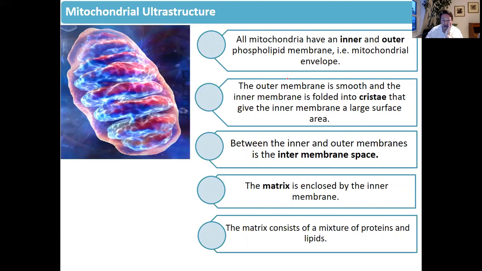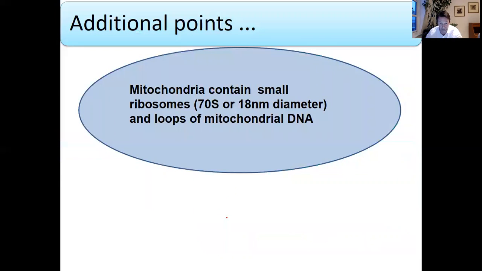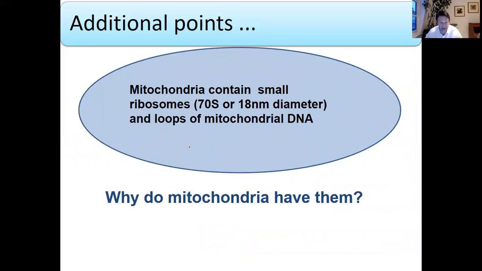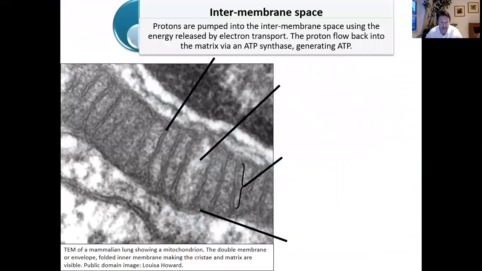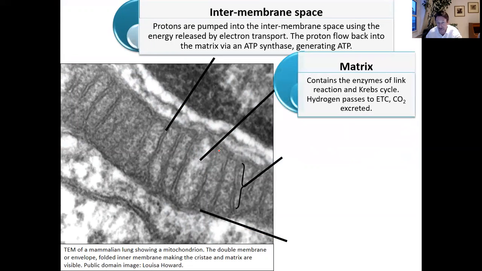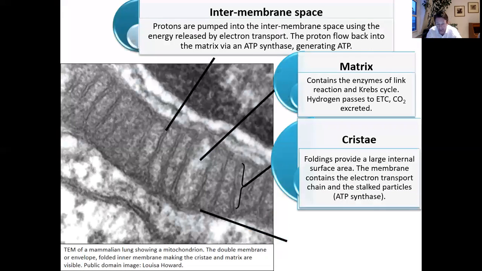Okay, so mitochondria, they've all got an inner and an outer membrane, and we form cristae. There's a gap between the inner and the outer, which is known as the intermembrane space, and then you've got a mitochondrial matrix. Little ribosomes. Now keep moving through this. Okay, so intermembrane space, which is the gap, matrix, which is where the enzymes of the link reaction and the Krebs cycle are, and then we've got cristae, which are large infoldings, increasing the surface area.